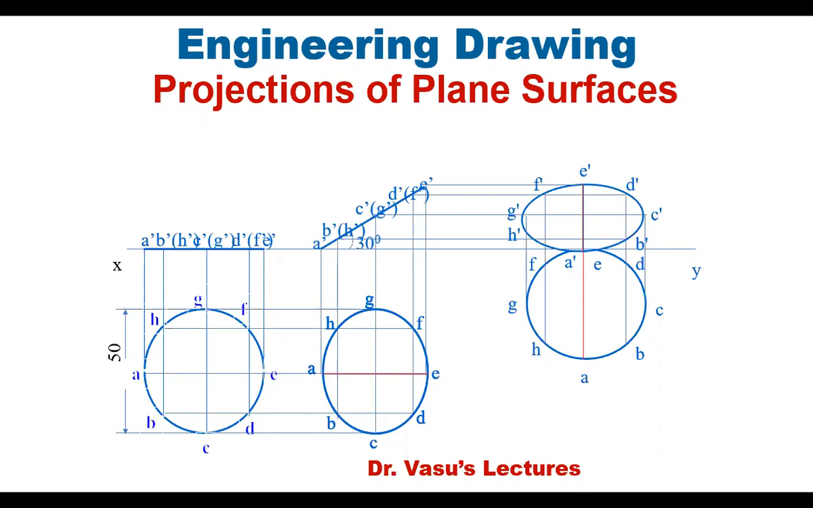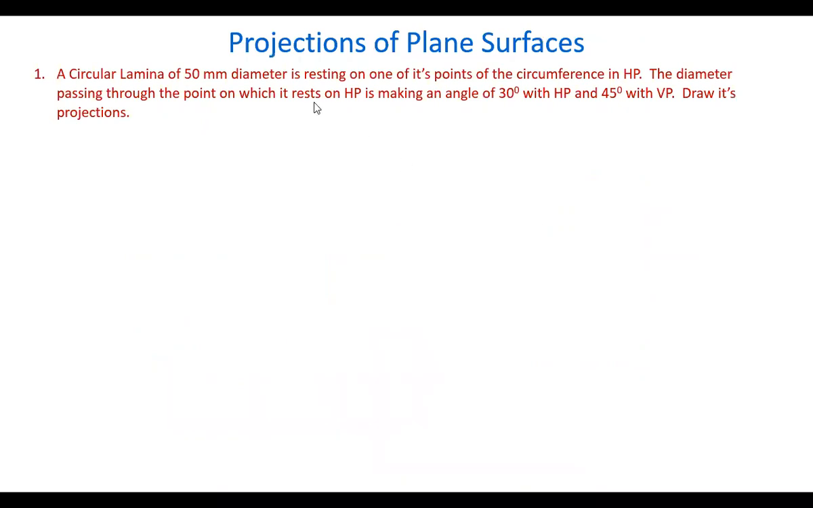Now let's see some interesting problems on circular lamina, circular plane surface, making angle with both the reference planes. Okay, now let's take a circular lamina of size given, resting on one of its points of the circumference in HP. The diameter passing through the point on which it rests on HP is making an angle 30 degrees to HP and 45 degrees to VP.